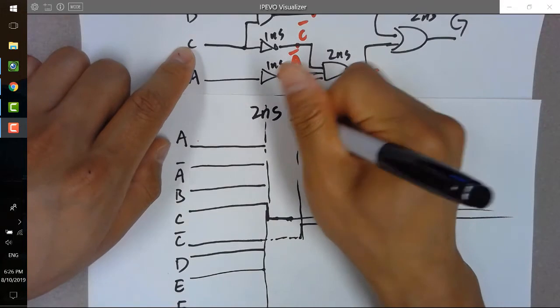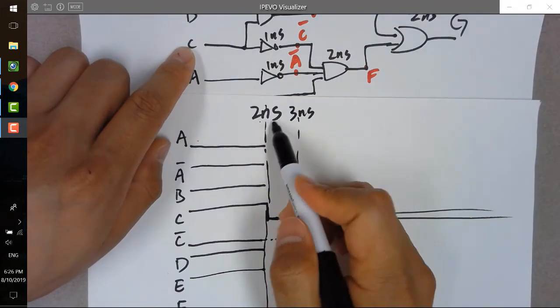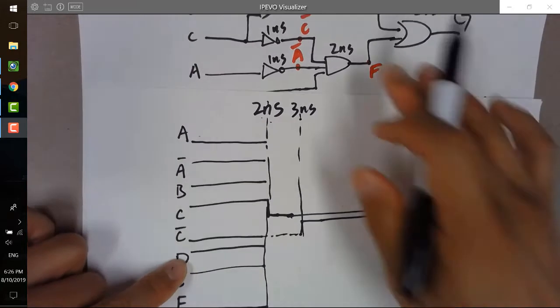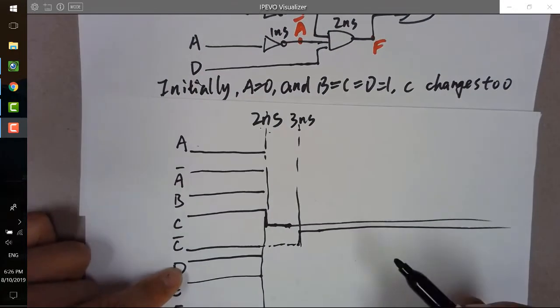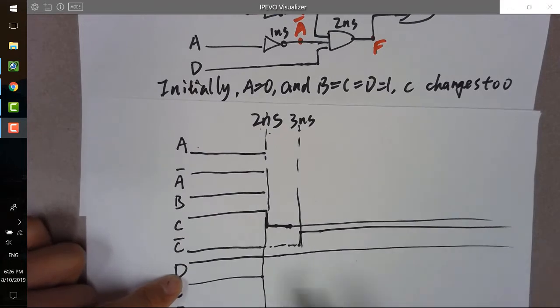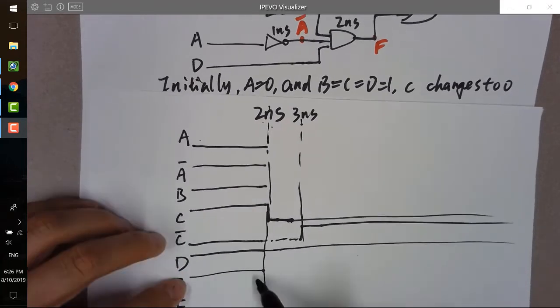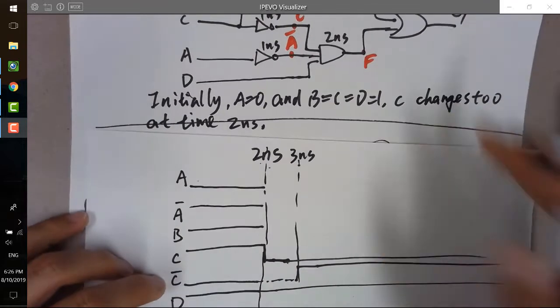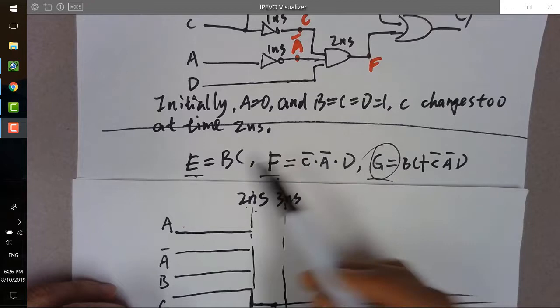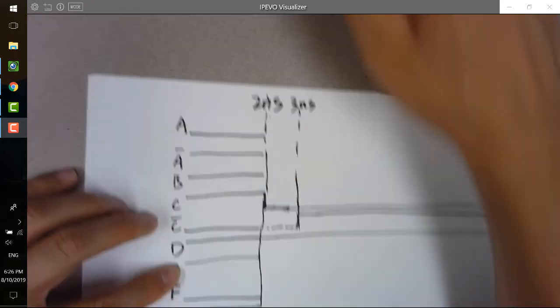So this will be 3 nanoseconds, right? 2 nanoseconds after 1 nanosecond, you got 3 nanoseconds. And D, what is D? So D is still D. D is not being affected. It's not an output of anything. It's going to be 1 all the time. So E, we can see that E is BC, right? So E is B and C.